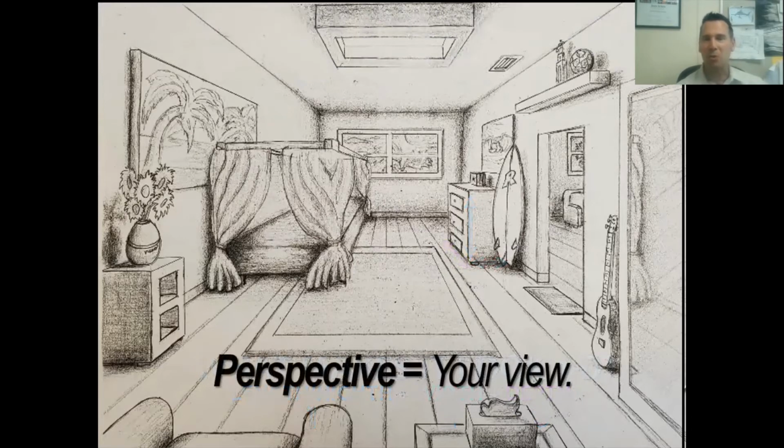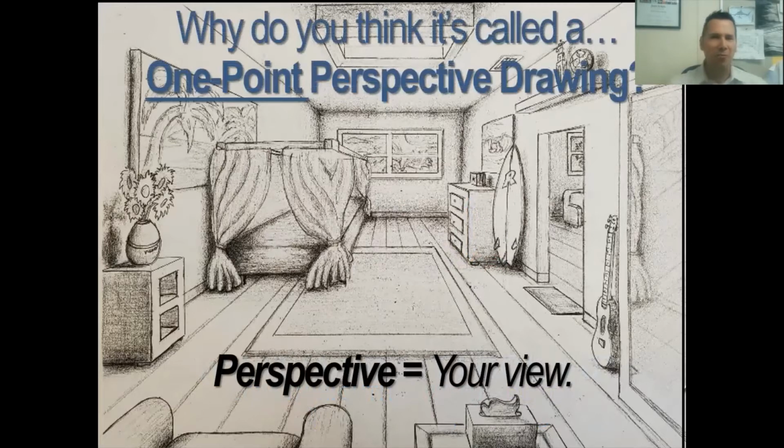The word perspective means your view. Your view on something is your perspective. Can you say perspective? That means your view. So 1-point perspective is what this style of art is called. This style of art is called 1-point perspective drawing, so 1-point view or perspective.